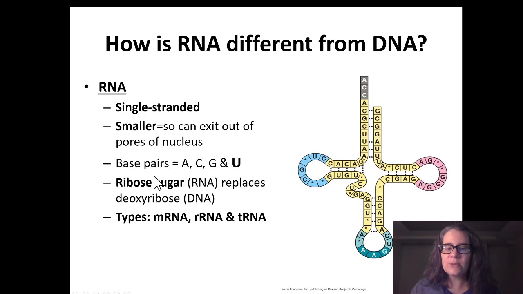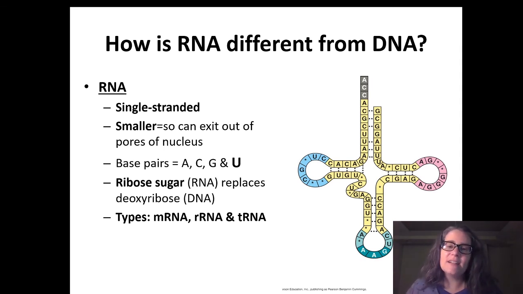The sugar is also different. Ribose sugar is used, so this is why it's called ribonucleic acid. Deoxyribose is what is used in DNA. That's why we call it deoxyribonucleic acid. But ribonucleic acid uses this ribose sugar, which has an oxygen that DNA doesn't. Deoxy means you're lacking some of that oxygen, a part of that particular molecule.